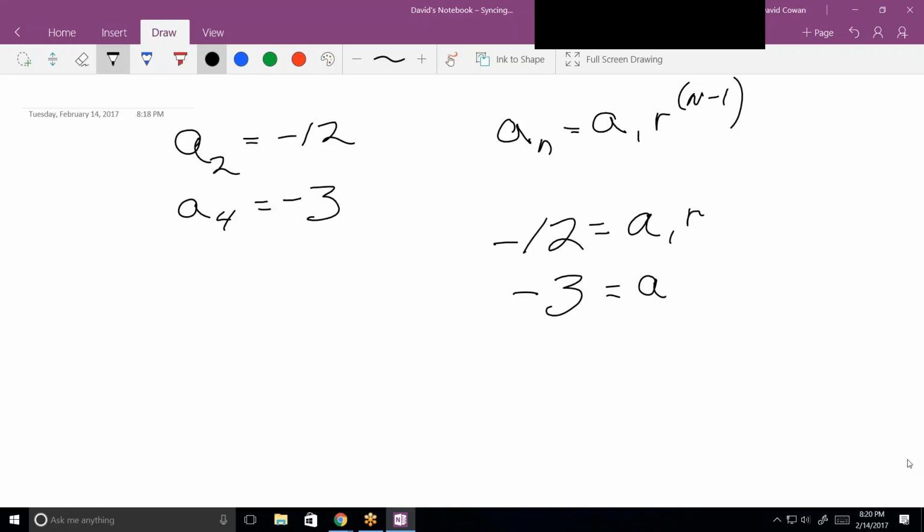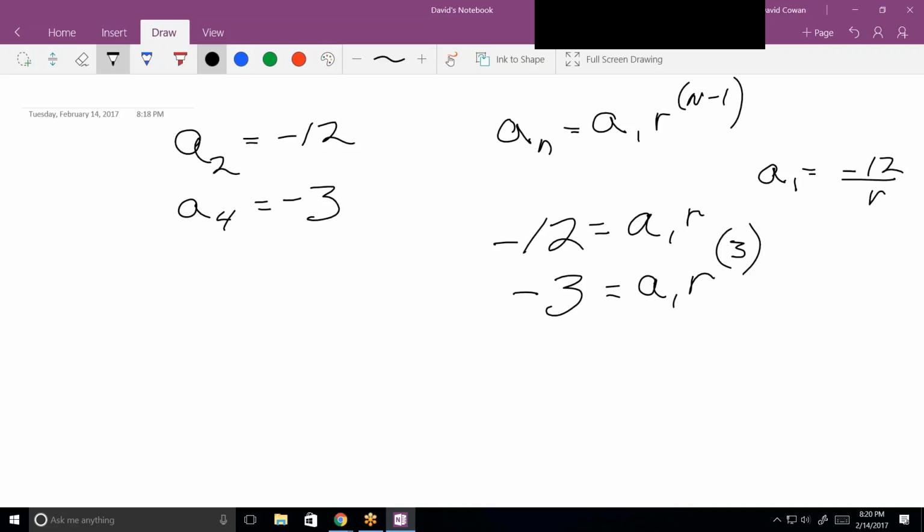I still don't know the first term, but now the common ratio, the fourth term is going to be 4 minus 1, so you get that. So now I have 2 equations and 2 variables. I can solve a system of 2 equations and 2 variables. Probably the best way to solve it is to solve the first one for A. In other words, let's use substitution. So the first one, A sub 1 is going to be minus 12 divided by R, right?